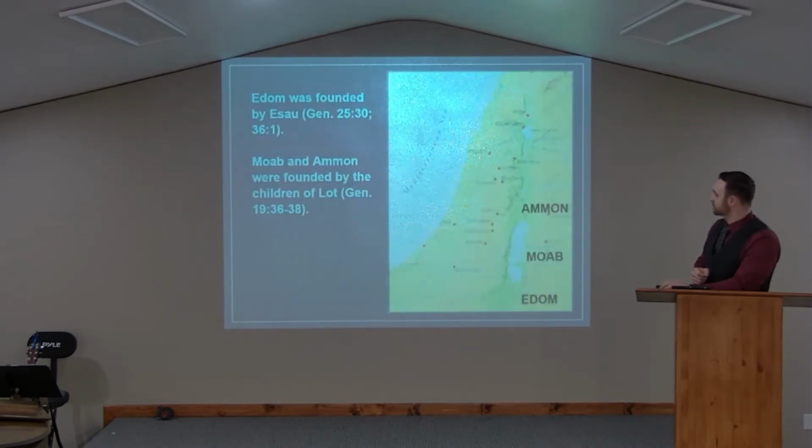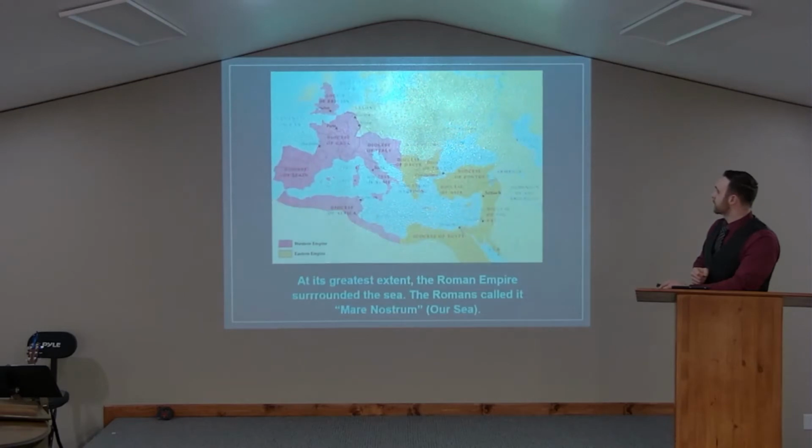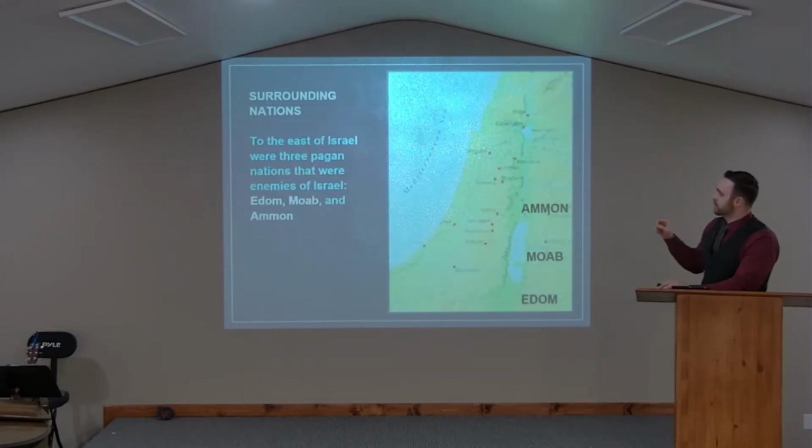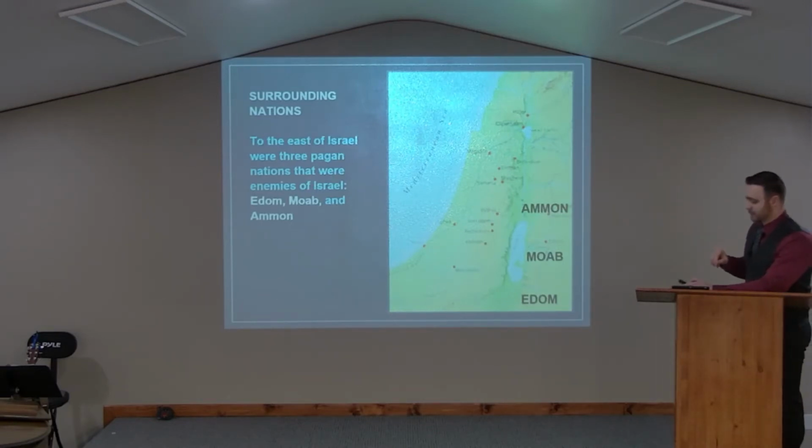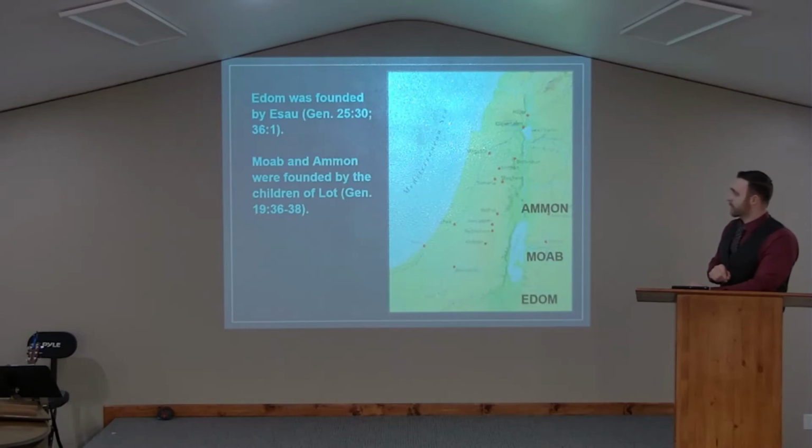Now, in addition to the oceans and lakes and stuff, we have many nations that surrounded Israel. To the east, we have three pagan nations that are mentioned frequently in the Bible: Ammon, Moab, and Edom. Edom, you guys should know, was founded by Esau, his descendants. Moab and Ammon were founded by the children of Lot, and they all dwelt there, and they were all nations that the Israelites at one point or another got involved with in ways that they shouldn't have.